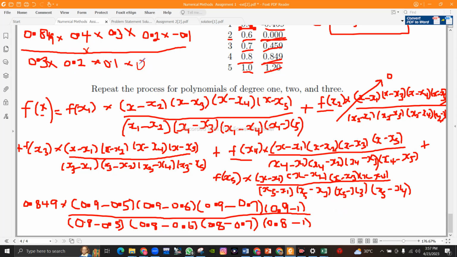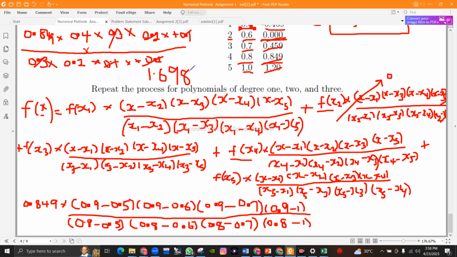So the minus will cancel out, sorry, times minus 0.2. So this minus will cancel out this minus. This will cancel out this. This will cancel out this. This will cancel out this. So I'm left with 0.849 times 0.4 divided by 0.2. That's 1.698. So for x4, we go to 1.698.